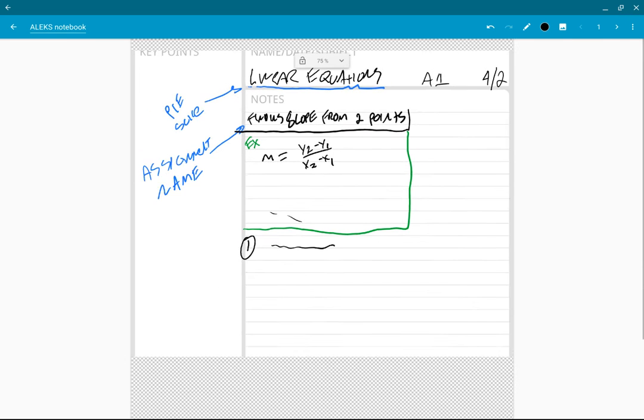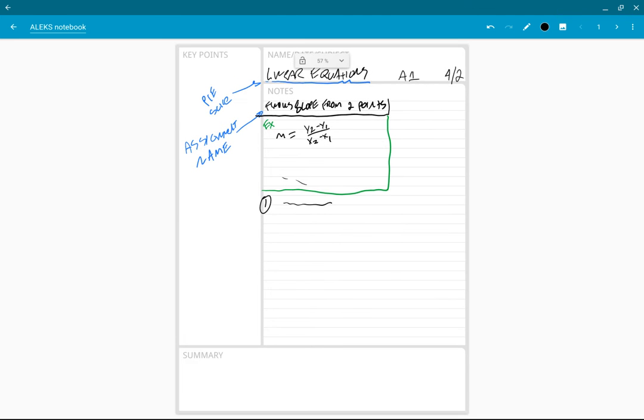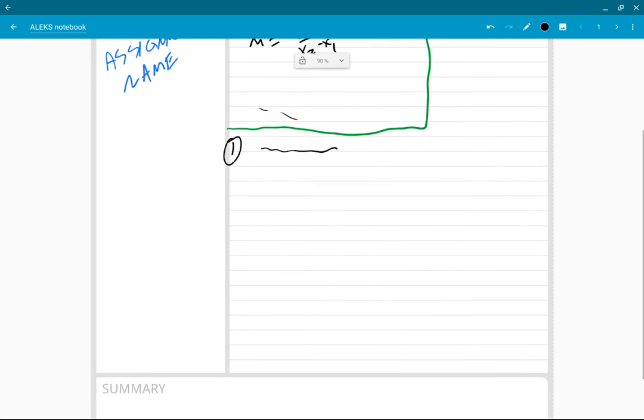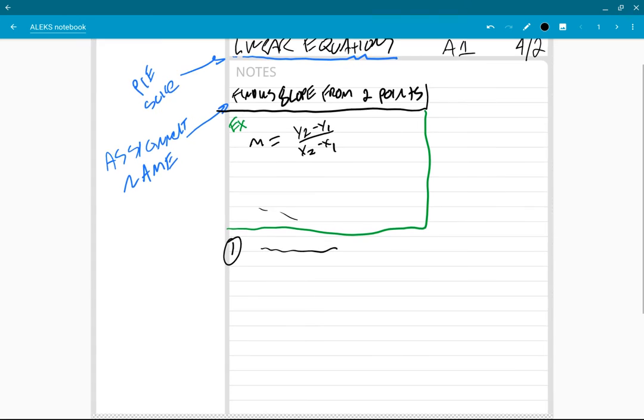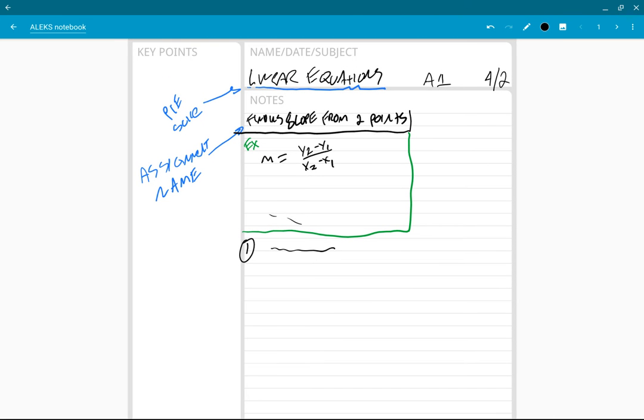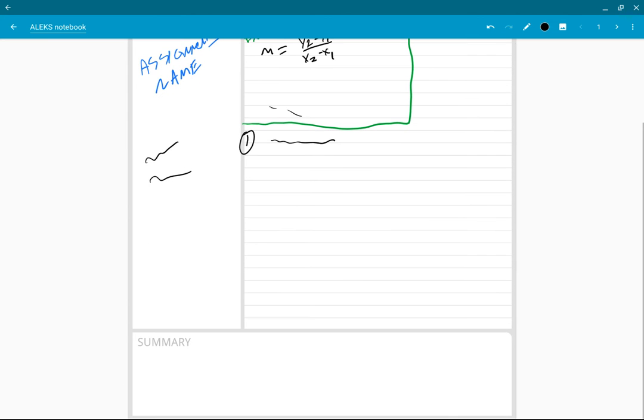What you do then, once you're done with that particular assignment, you're going to go over to the left-hand side, and that's where you're going to put your key points. So what are some of the things you learned? What are some formulas? What are keywords? You're going to write those off to the left in this space. Then at the bottom is your summary. So that's where you're going to summarize. What did you learn? What are some things you need to remember? That's what goes down there.